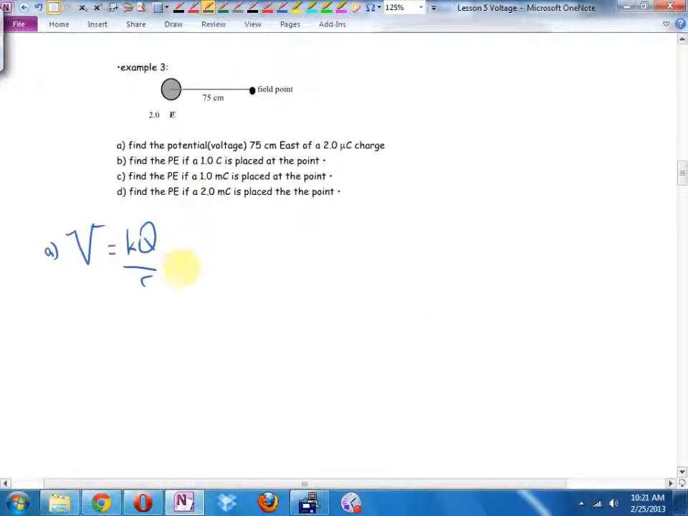K, good old 9 times 10 to the 9th. Big Q, the planetary charge, positive 2 times 10 to the negative 6, microcoulombs, divided by 0.75, not squared. What's the voltage at that location? So not the electric field. How much energy per Coulomb is there at that location?